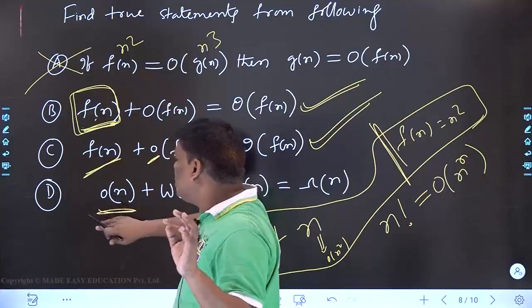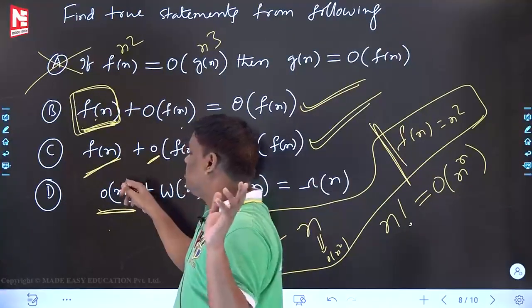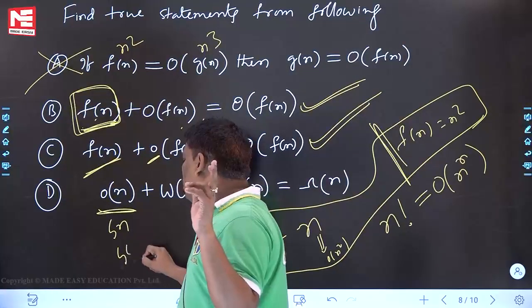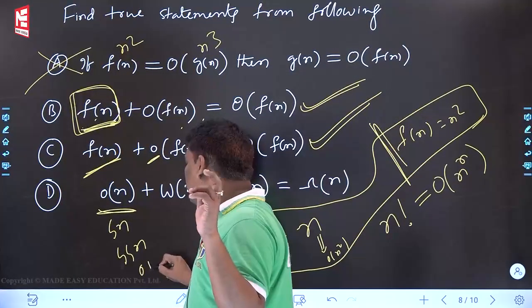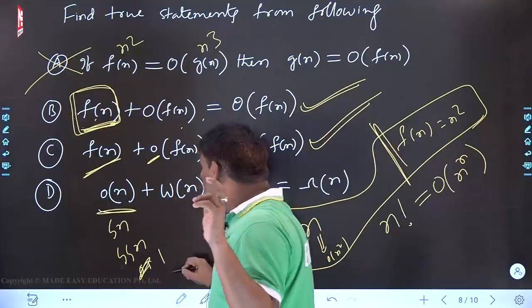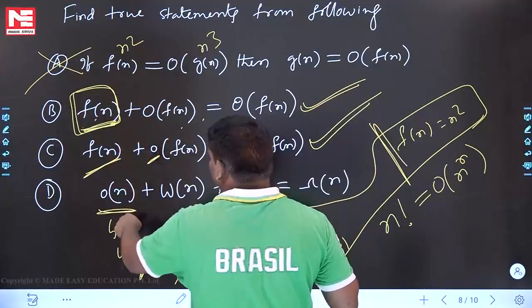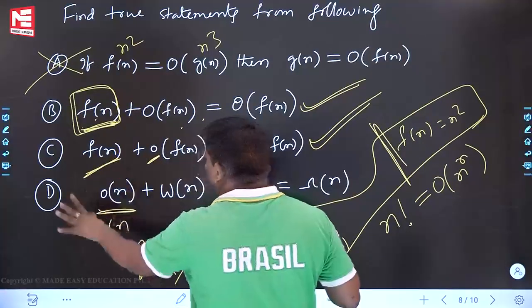But one thing is true. Whatever is there in this area, the strict upper bound is n, means the actual may be log n, may be constant, may be 1 by n, anything is possible. Strict upper bound is n means the actual here is less than n.